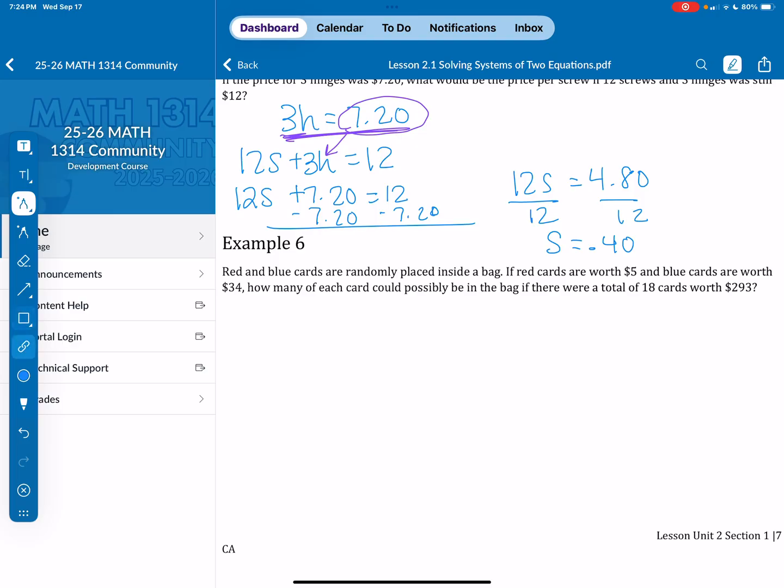So one thing that you have to make sure you do is keep your money all together in the same equation. So we would say 5R, because I still need to take into account that the red cards are $5. So I'm going to have to put the R there. And then I'm going to have plus 34B, and it's going to equal this 293.